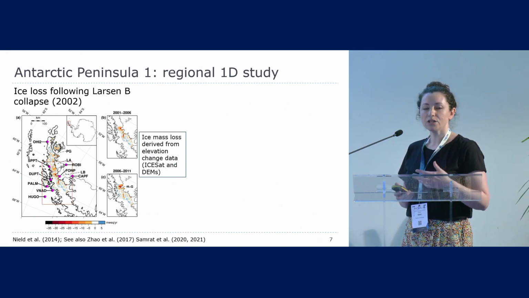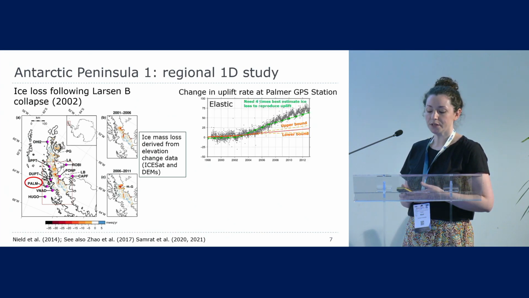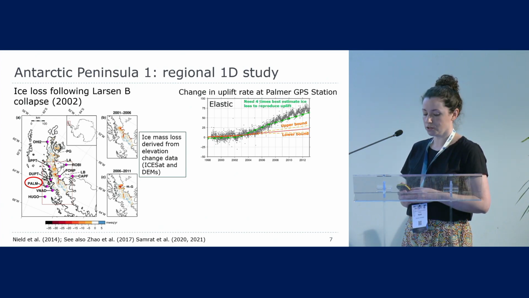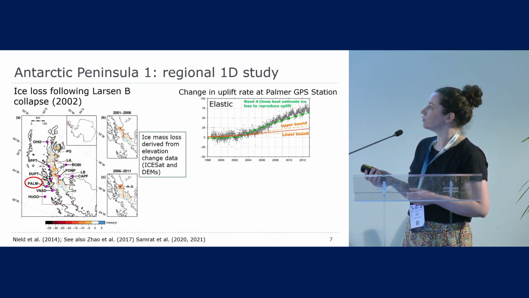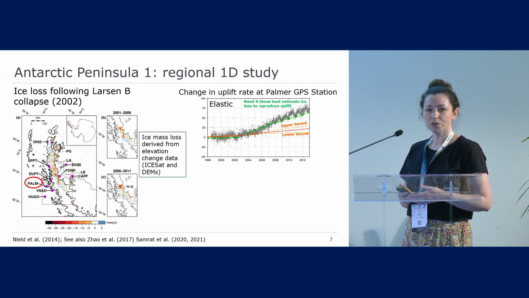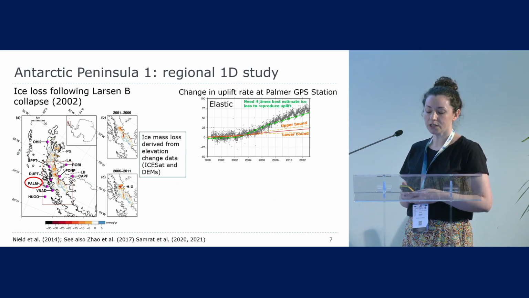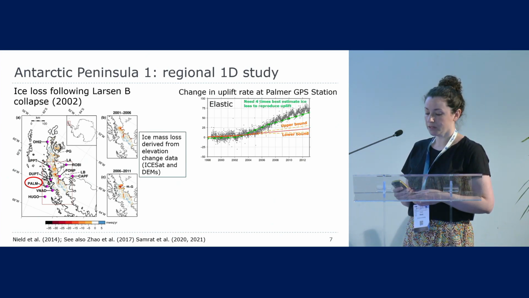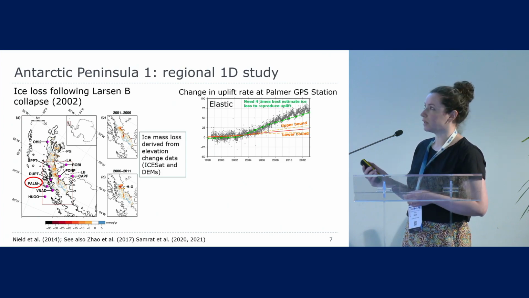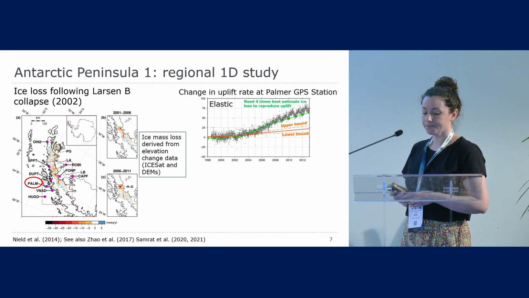And this large amount of mass loss triggered a solid Earth response that was observed at the Palmer GPS station, which is located just over here. Luckily, this GPS station was operational both before and after the Larsen B ice shelf collapsed and captured really nicely the increase in uplift, which started around 2002.